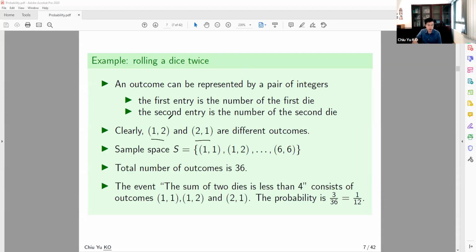For one, the first is 1 and the second is 2. For the other, the first is 2 and the second is 1. And depending on the application, these two can have different meanings. That's why usually we treat them as different outcomes.